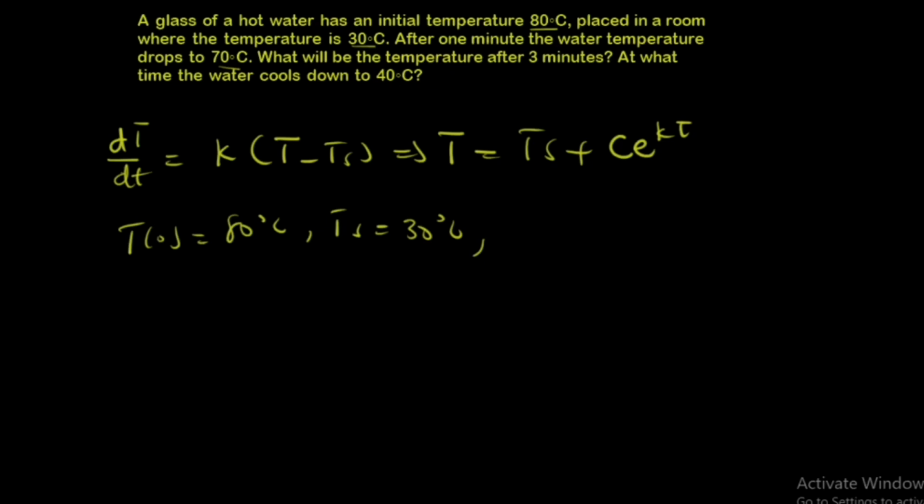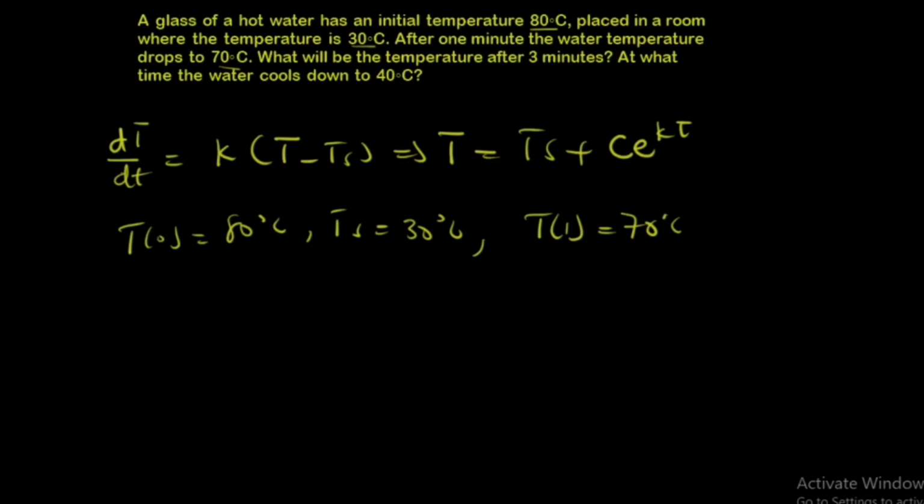After 1 minute, the water temperature drops to 70 degrees. So the additional condition was also given, which is T of 1 minute is equal to 70 degrees. Therefore, let's start the question. From here, we can try finding our initial value, which is C.